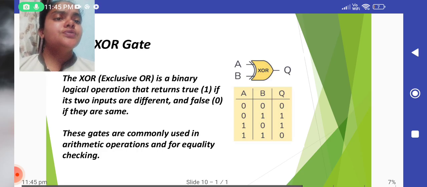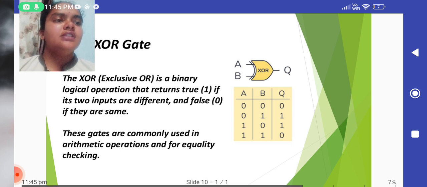If we give 0 0 input, it will produce a 0 output. If one input is 0 and another input is 1, it will produce a 1. If both inputs are 1, or if both are the same input, it will produce a 0 output. And this gate is commonly used in arithmetic operations for equality checking.